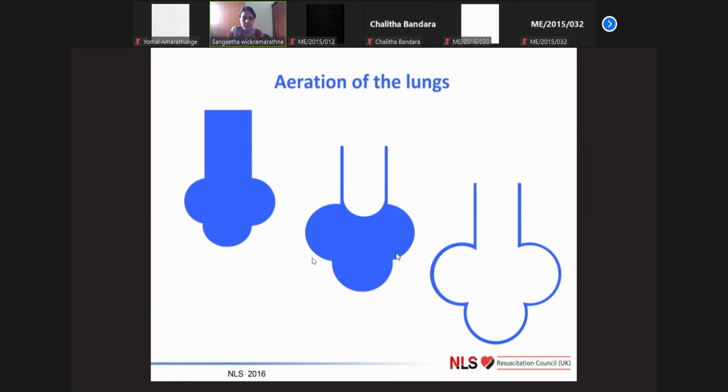Antenatally, in utero, the whole lung of the baby is full of fluid. You can see here the alveoli and the terminal bronchiole, all filled with fluid. With the first breath, you start evacuating the fluid away from the airways. Here you can see the bronchiole and terminal bronchiole partially emptied, and the alveolus still full of fluid. With the second breath, or if there is an effective first breath, you can see the whole airway is clear of fluid, right?